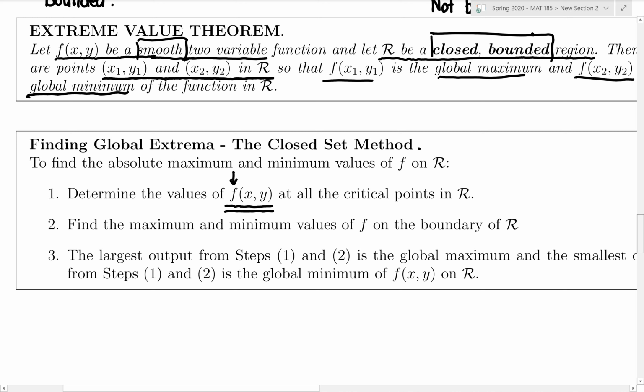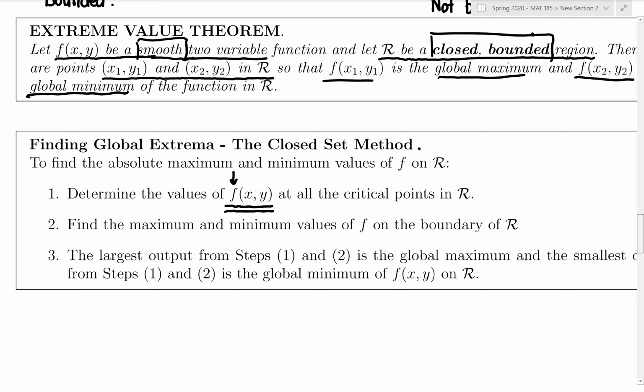Step 2 is we're going to find the maximum and minimum values of our function on the boundary of our region, just like we checked the endpoints in the closed interval method. And finally, once we evaluate the function at our critical points and find the maximum and minimum value of our function on the boundary, we look at the largest of these values. That's going to be our global max. And the smallest of these values is going to be our global min.